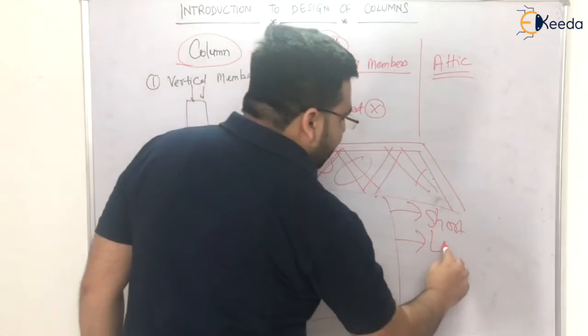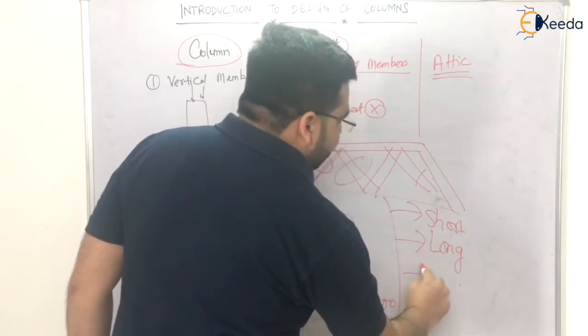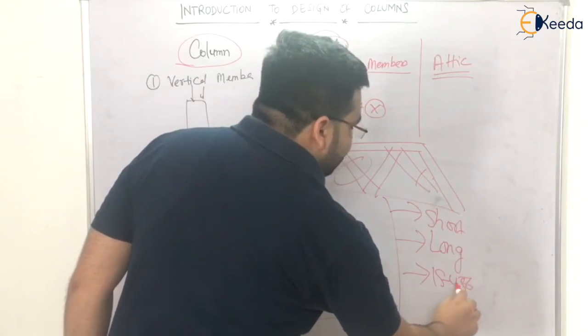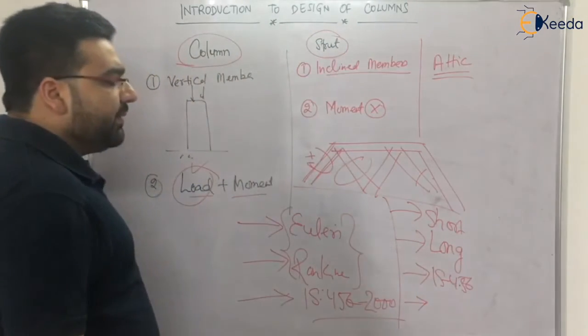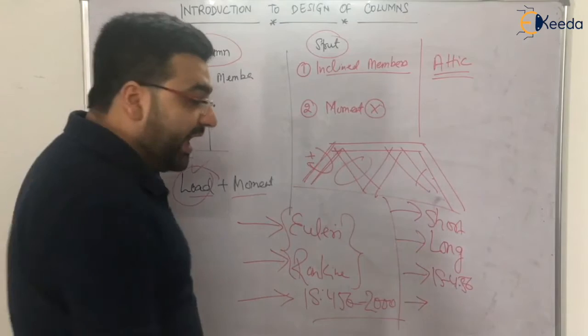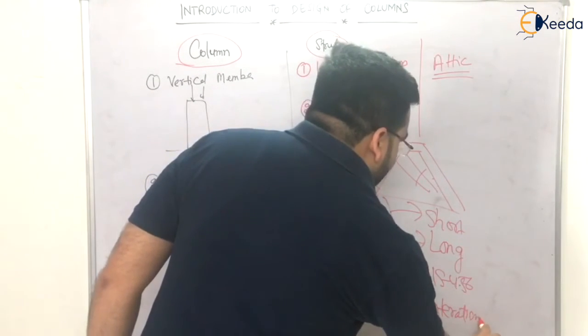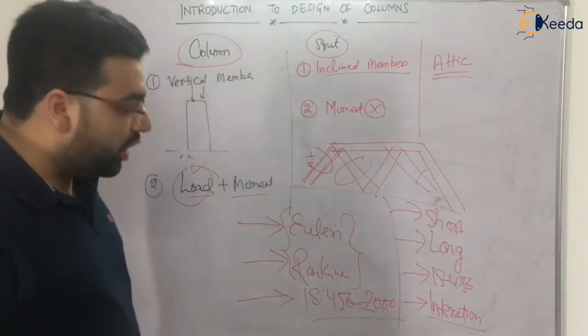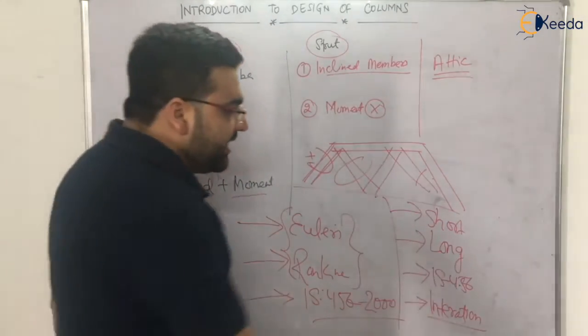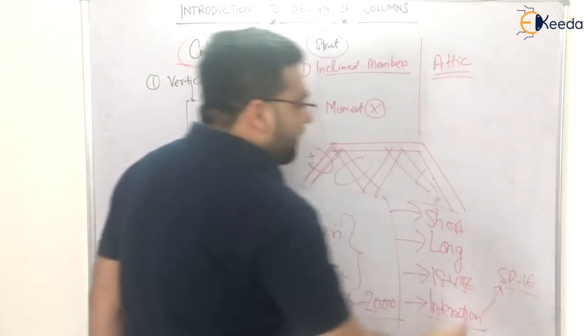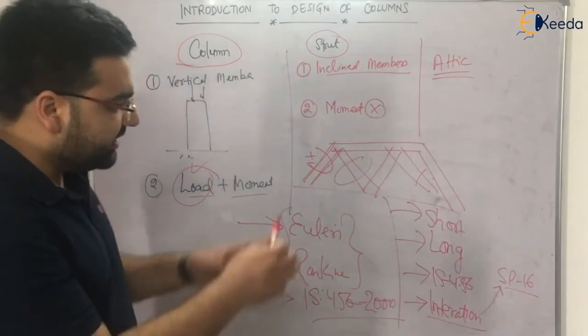I will also be giving you a formula for long columns. Then we will proceed towards the IS 456 recommendations on columns, and after that I will also tell you about the interaction diagrams, right? That is a very shortcut method in design of columns. Interaction diagrams are not given in IS 456, but they are given in SP16, Standard Publication 16, right? SP16, there is a particular code.